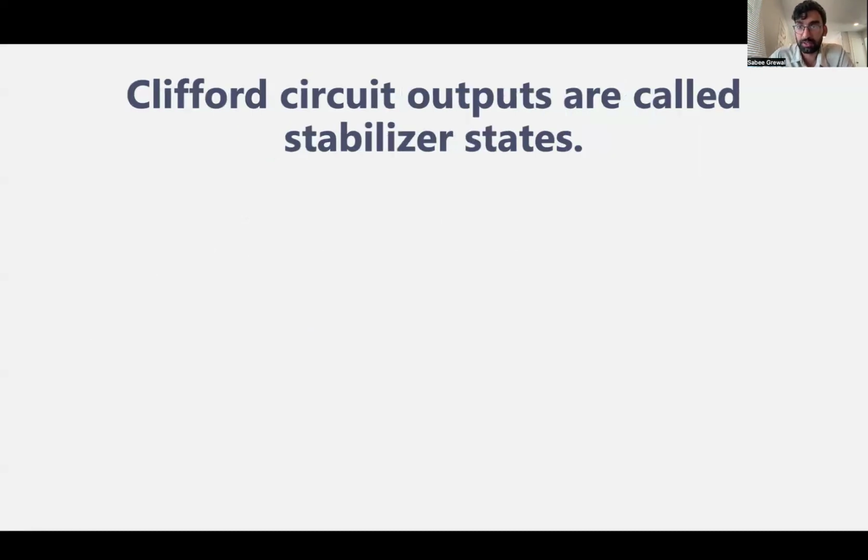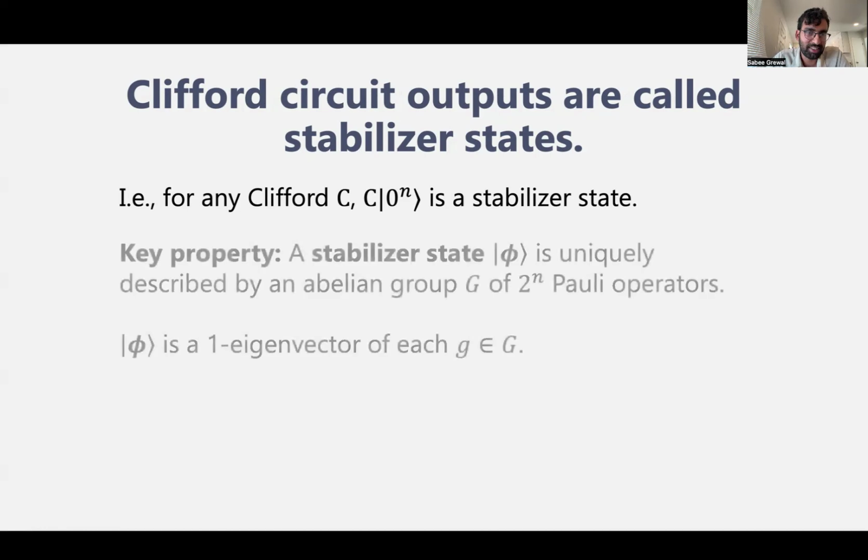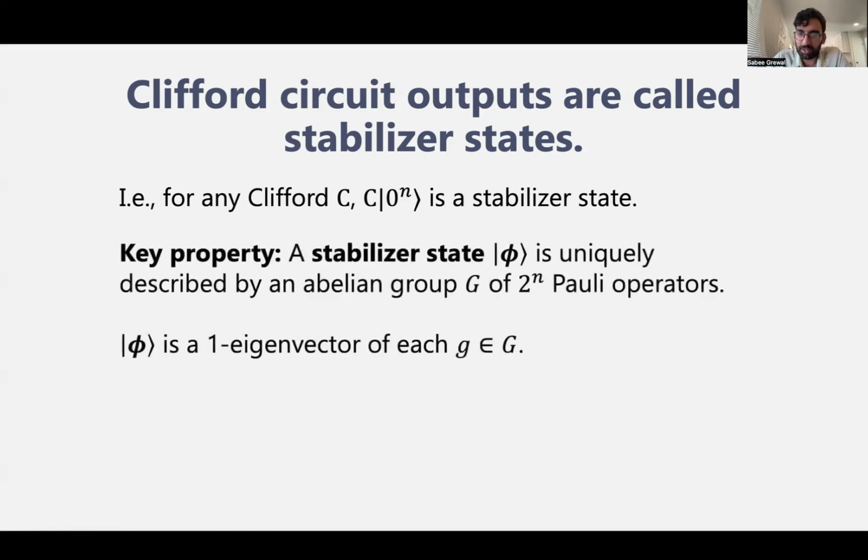The outputs of Clifford circuits are called stabilizer states. So if I have a Clifford circuit and I apply it to the all zero state, I'll get a stabilizer state. And a key property to know about stabilizer states is that they're uniquely described by an abelian group of 2 to the n Pauli operators.